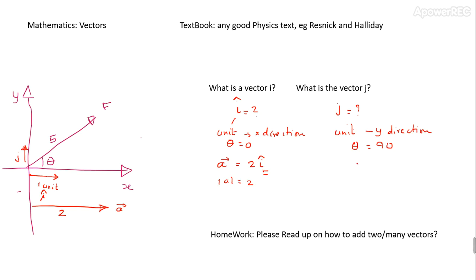Similarly, if you have a vector B which is, let's say, of length 3 but in the y direction, then in that case the vector B is written as 3 times J. Thus the magnitude of B is 3 and the direction is in the y direction, or theta is equal to 90. So this answers the question, what is I and what is J?